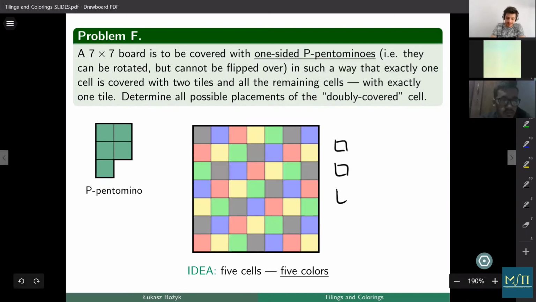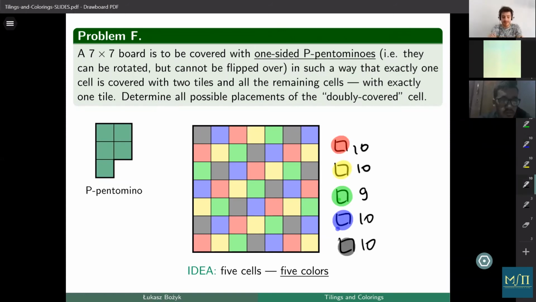Now you can count tiles of each kind, or just see from the picture that the green color is special, right? It's symmetric and nice. All colors apart from green appear on precisely 10 cells, and green appears on precisely 9 cells. So what's the reasoning now? The reasoning is as follows. If we have 10 P pentominoes and only 9 green cells, then the cell covered twice should be green, right?